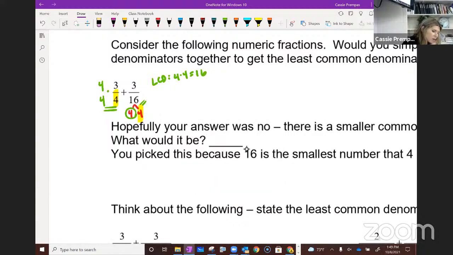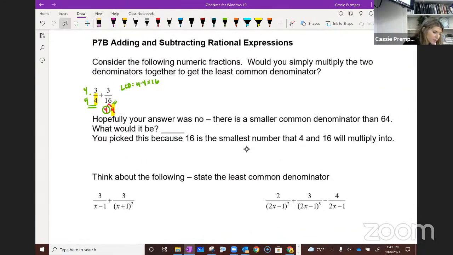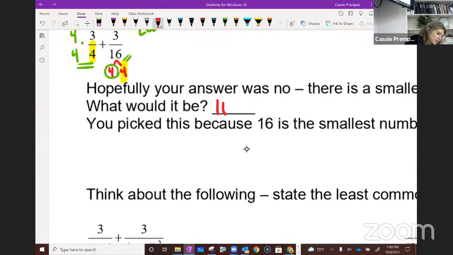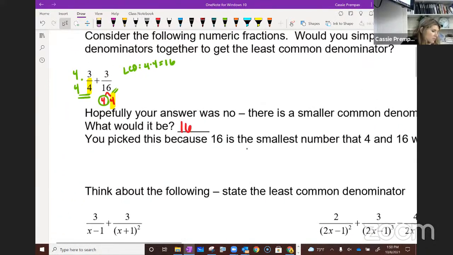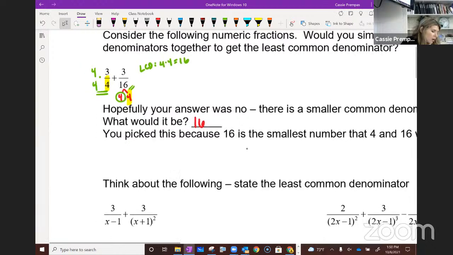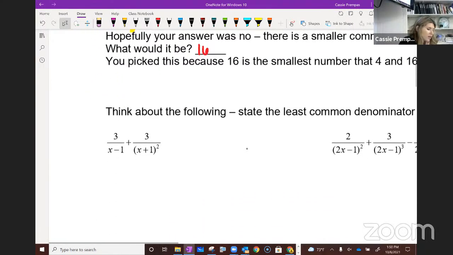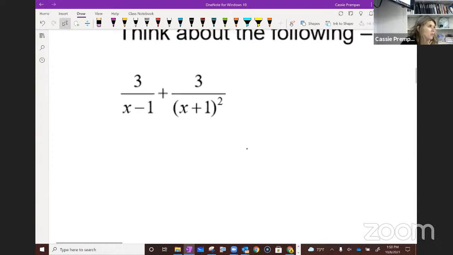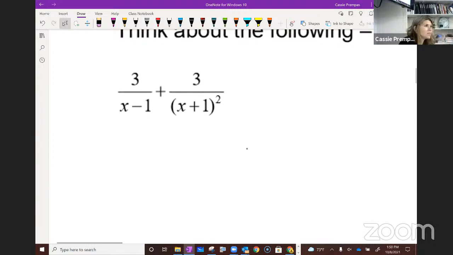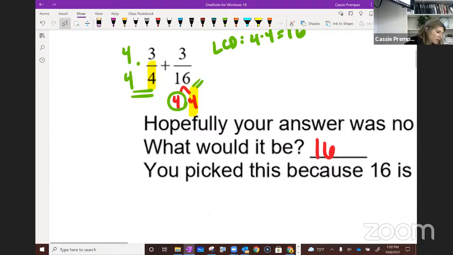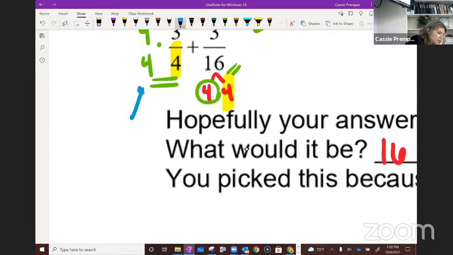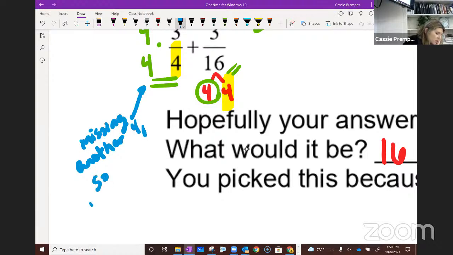Okay, so hopefully your answer was no, which it was. There is a smaller common denominator than 64. What would it be? 16. And you picked this because 16 is the smallest number that both 4 and 16 would multiply into. When you are looking at expressions with variables, you're looking for the same thing. You're trying to identify the missing piece, and that's what you need to multiply the other fraction by. So let's mark that we were missing another 4. We're missing another 4. So we needed to multiply.